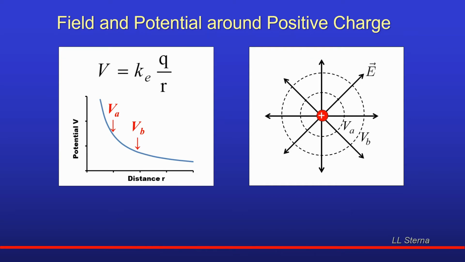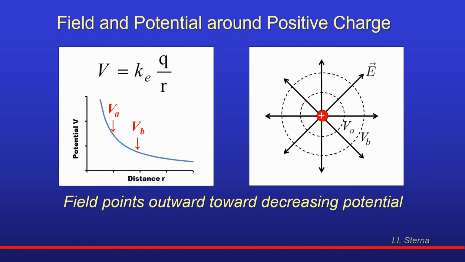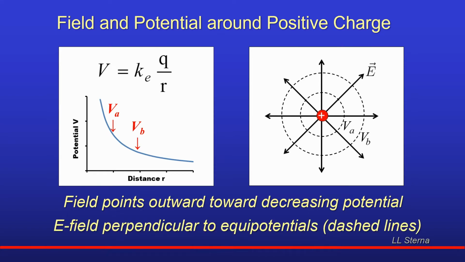Let's consider those two potentials, V sub A, V sub B. If you go to the graph on the left, you see that for this positive charge, VA, which is closer to the charge, is a larger potential than VB, which is further from the charge. The electric field points outward toward decreasing potential. V sub B is smaller than V sub A, so in every direction, the electric field points outward. The electric field depends upon change in voltage.